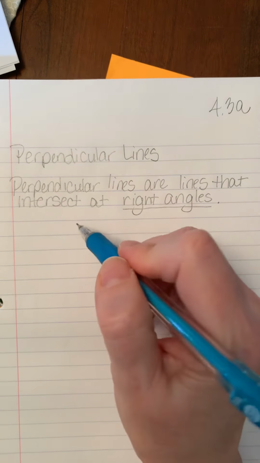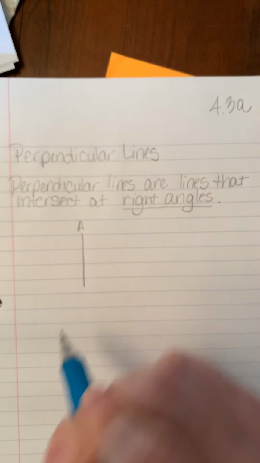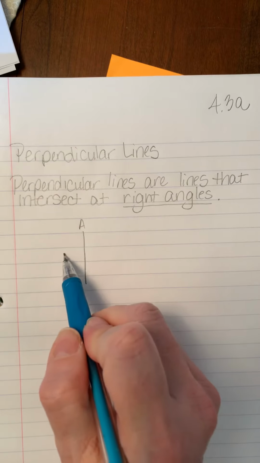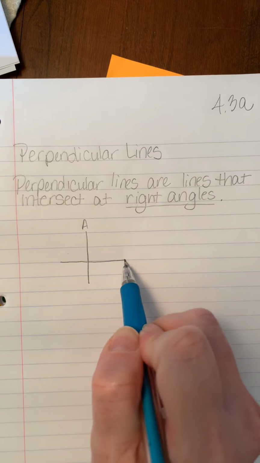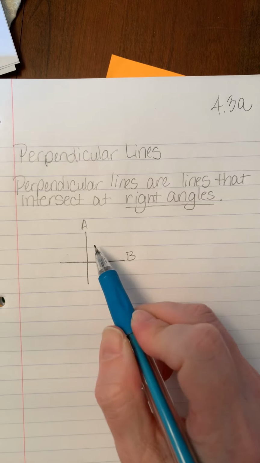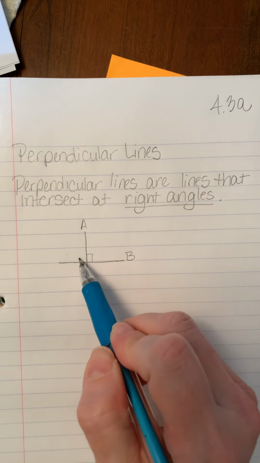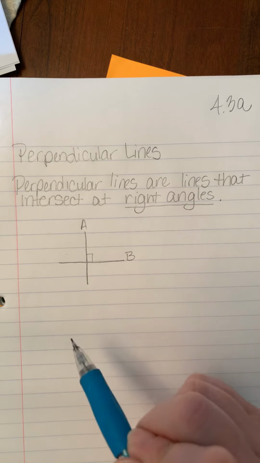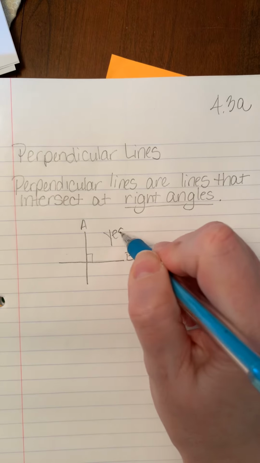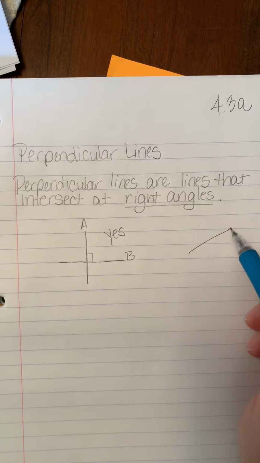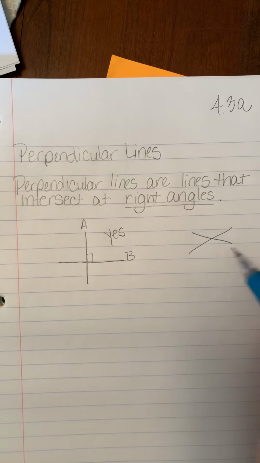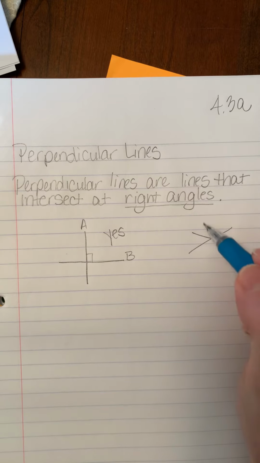So let's look at this. I have line A. I'm going to draw straight down. And then I have line B. Are these perpendicular lines? Yes, they are, because this is a right angle, that's a right angle, this is a right angle, and that's a right angle. So yes. Now, if I draw something like that, are those perpendicular lines? No, this is not a 90-degree angle. That's not a 90-degree angle.